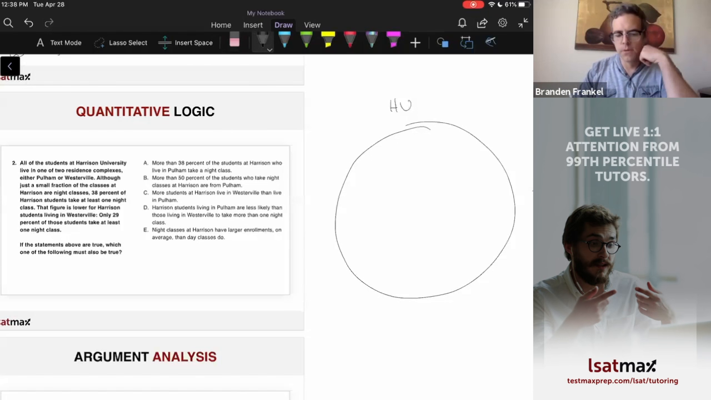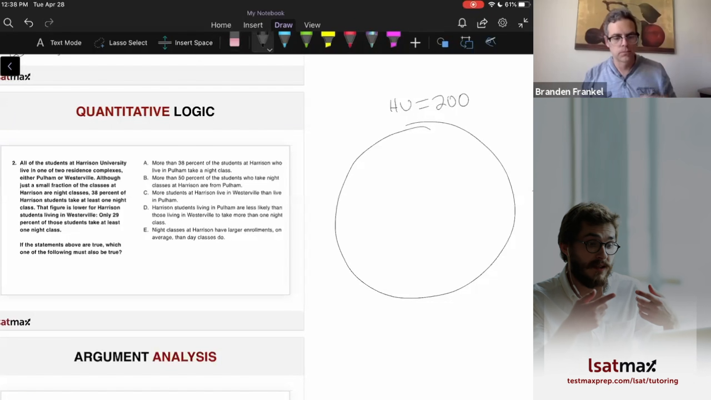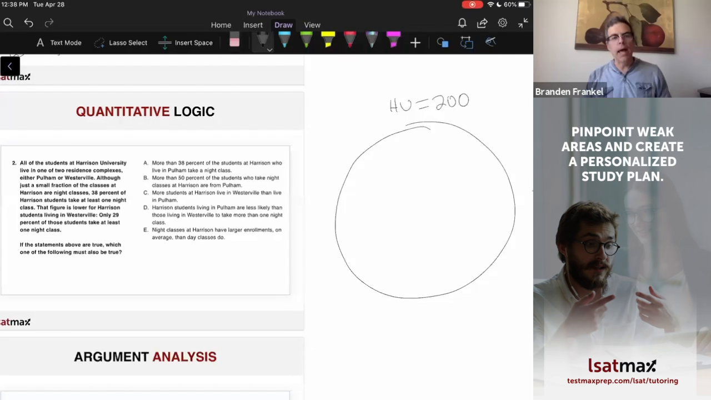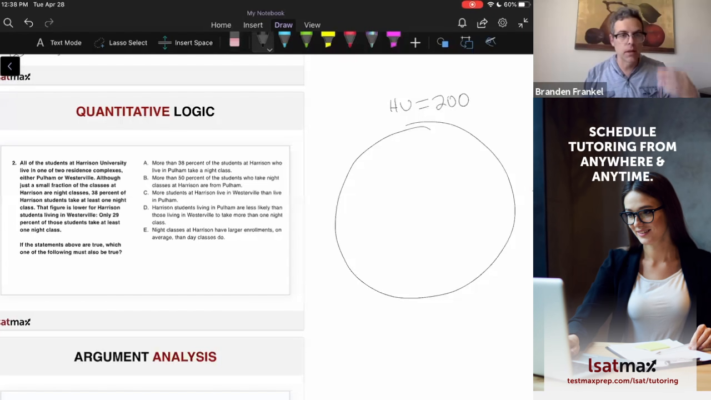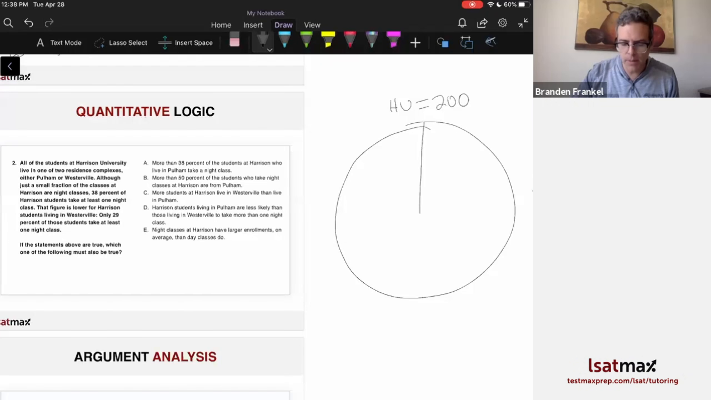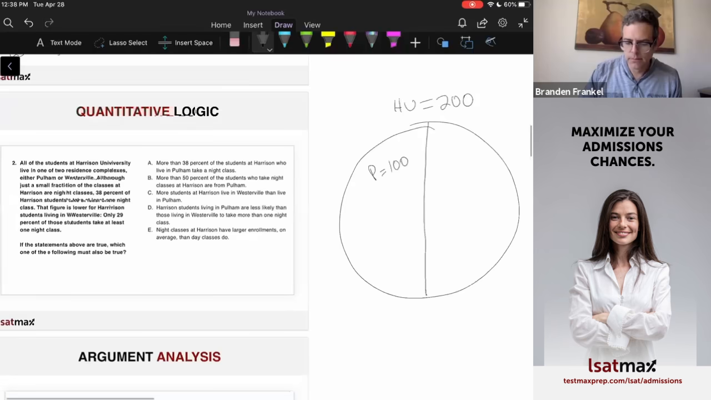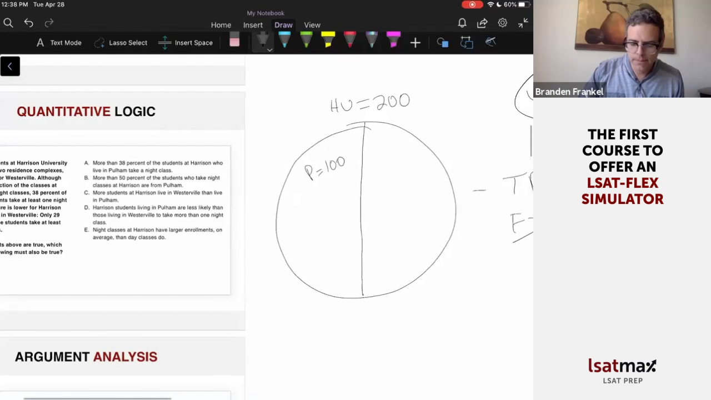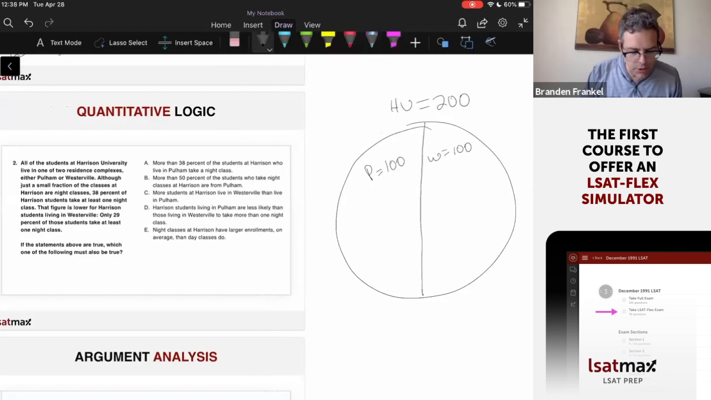Let's say, for the sake of argument, Harrison University has 200 students overall. They tell us that every single one of them lives in either Pullum or Westerville. They don't tell us if there are more or less in one or the other. So let's make our lives easier and divide them in half. Pullum, there's 100 people. Westerville, there's 100 people. And now we get some information, and let's figure out where each of these goes.